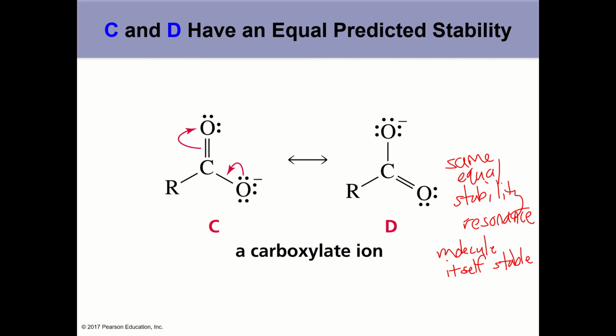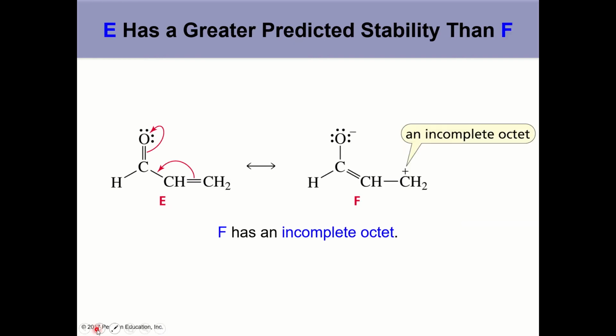All right, let's see if I can get this thing to change slides. Okay, comparing molecules E and F. One of the problems between molecules E and F is that E is a better structure because F has an atom with an incomplete octet, and it also has separated charges, where molecule E does not have any atoms with an incomplete octet, and it doesn't have any separation of charge.